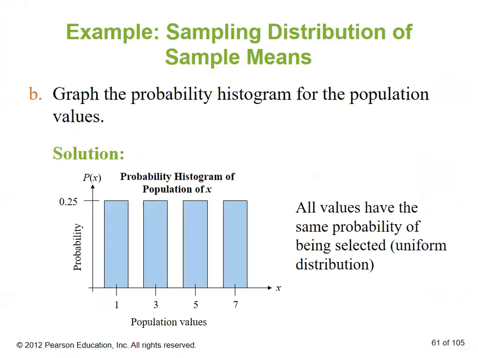All the values have the same probability, which means this is called a uniform distribution, right? It's an equal chance whenever I draw it. So that's working with the population. Now, here's a different scenario.